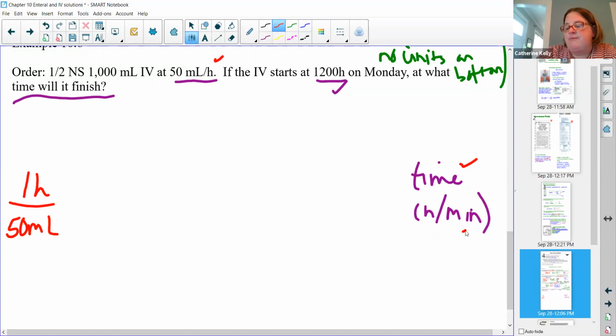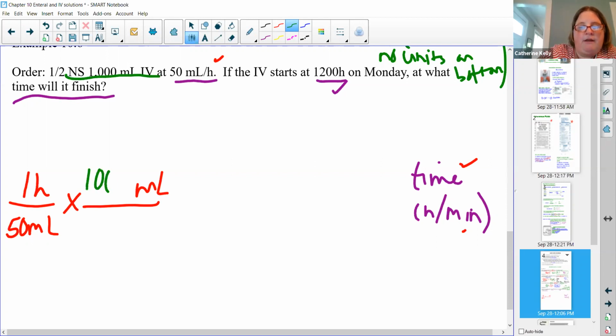But then notice I don't need something in the bottom. I just need a top. So I'm going to say times, and I have to get rid of my milliliters. So if I look back up in my problem, notice I don't read the problem. I look to see what I need, and then I look at the problem. And this says that I need 1,000 milliliters of an IV. So I'm going to put that over 1. When my milliliters cancel, I'm left with hours, which is great because that's my time in hours. So I'm going to say 1,000 divided by 50, and it gets 20 hours.